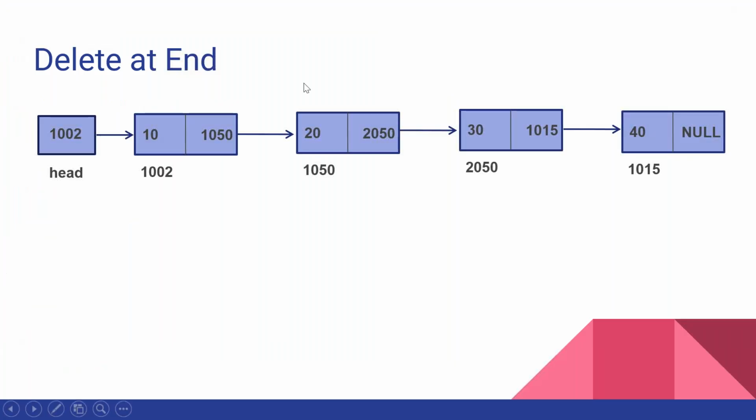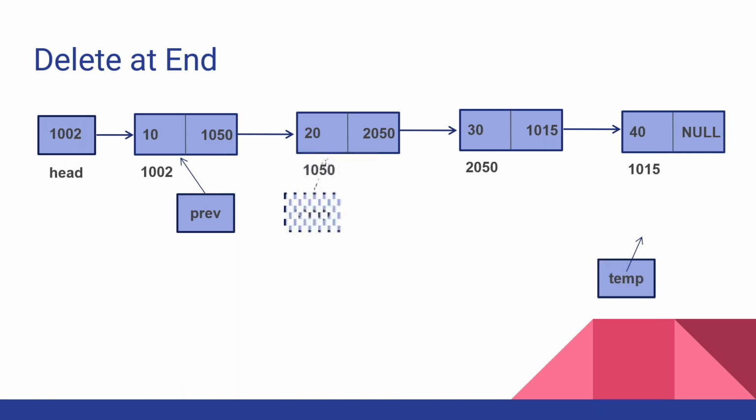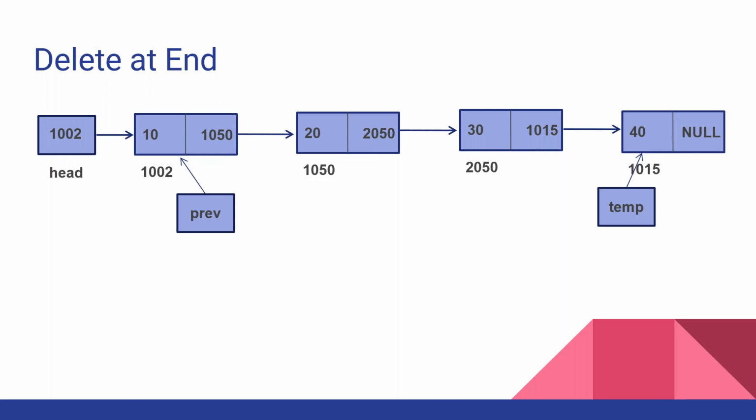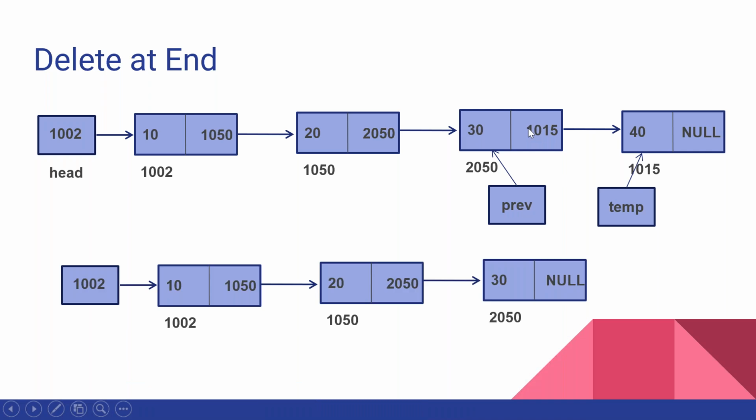It is shown in this particular animation. Initially the temporary variable will be pointing to my first node, and my previous to null. When my previous is pointing to my first node, my temporary variable will move. When my temporary variable finds the last node, the null, my previous variable will be pointing to the previous of temp.